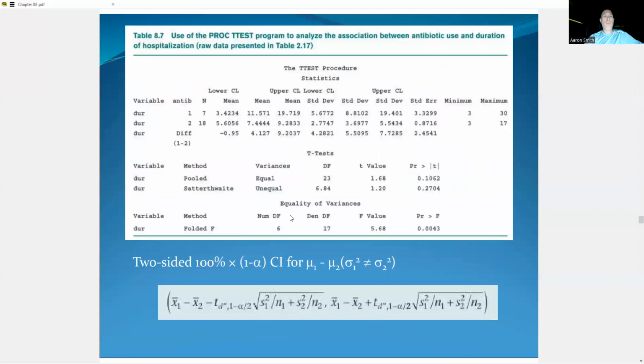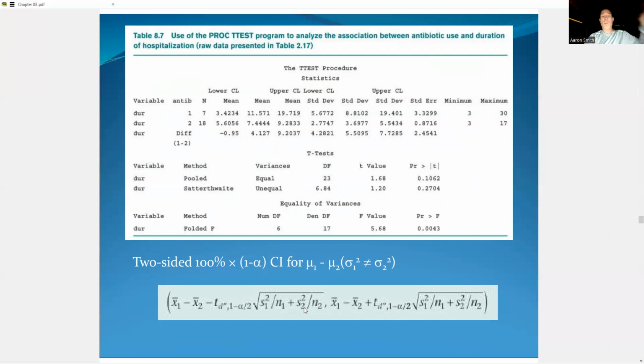And so here is some output. Something that is nice about SAS is it spits it out both ways for us. Notice that the degrees of freedom are being estimated when we do not have pooled variance, constant variance. And we get our p-values here. So I would fail to reject the null hypothesis in this case.